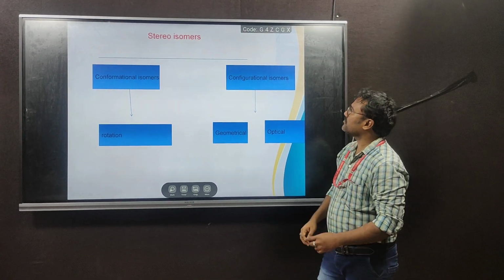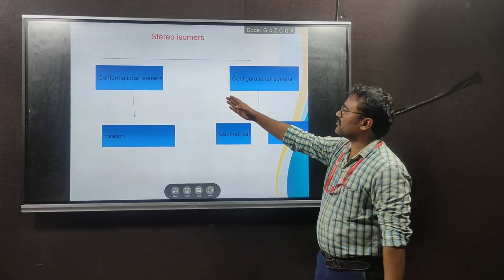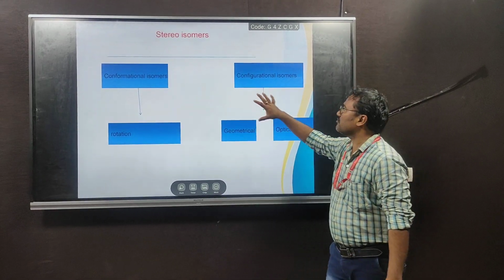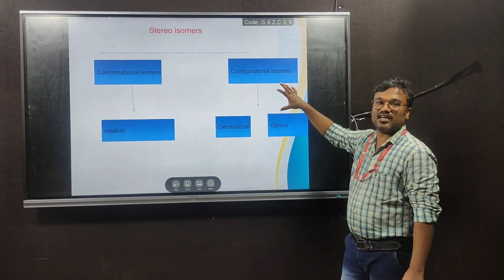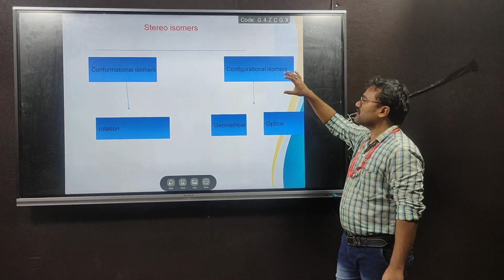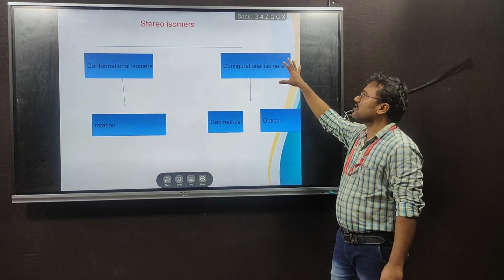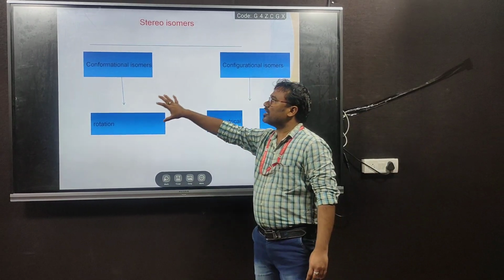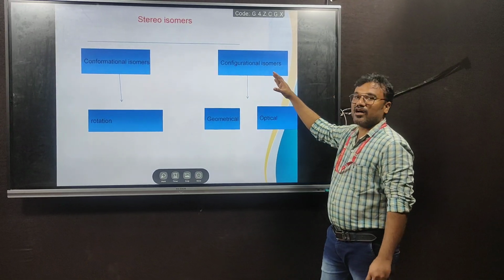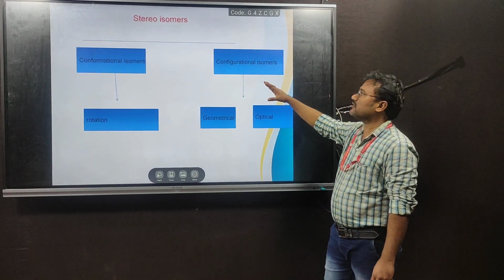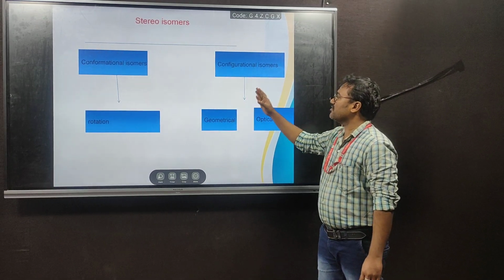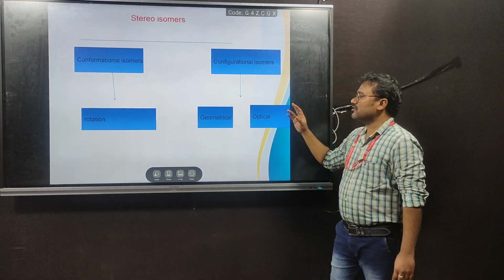Then again, configurational and conformational isomerism. Due to rotation, conformational isomers are possible. Without rotation, that is, if there is any restricted rotation, then it is called configurational isomerism. So due to non-rotation, that is restricted rotation, configurational isomers are possible. Here again, configurational isomerism includes geometrical and optical isomerism.